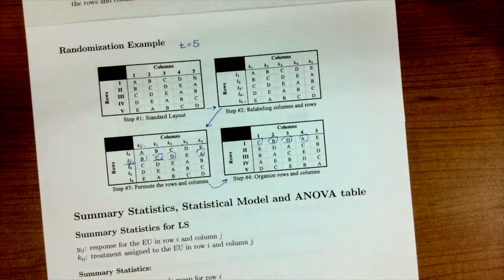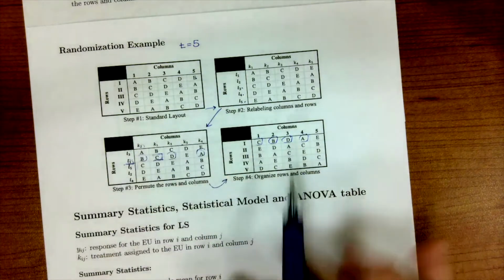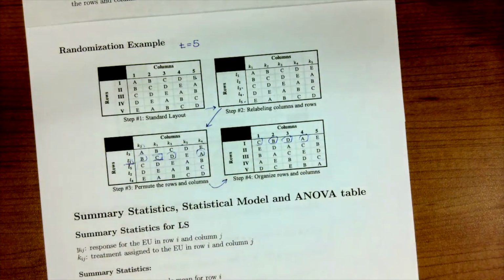So now that we have the basic idea of a Latin square design, which is 1 treatment, 2 blocks, where our treatments are assigned using an interlocked randomization, and this is what I meant by interlocked. Think very Sudoku puzzle-like. Let's start talking about our summary statistics, our statistical model, and our ANOVA.